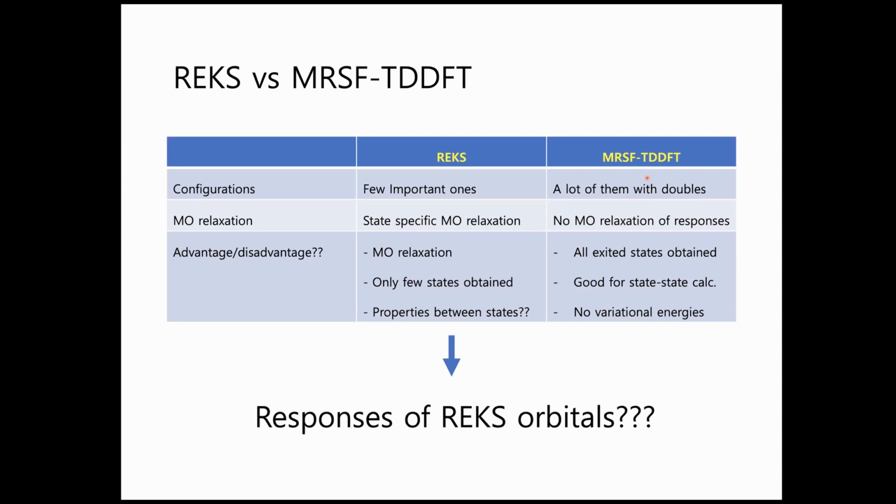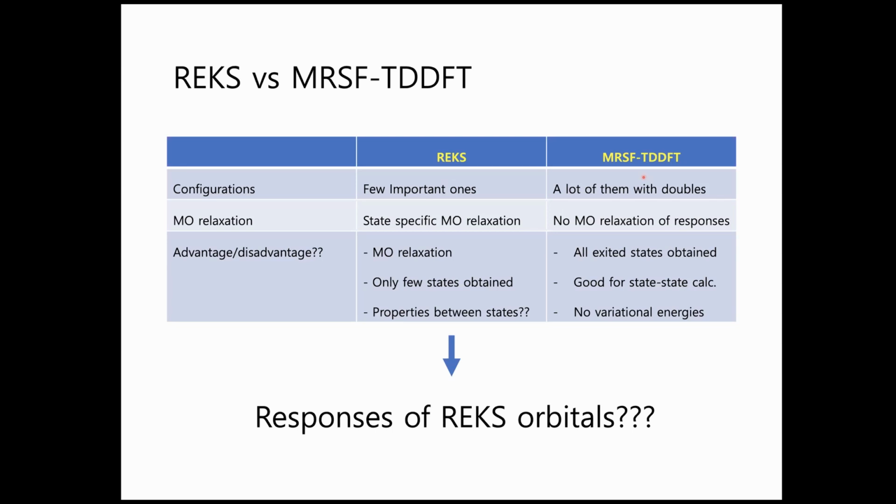Because if you start with a Hartree-Fock wave function, that's okay for adding all doubles. But if you start with DFT, which already has a sufficient amount of electron correlation, then if you add all doubles, it could be too much. I think that's something we need to think about. So what I'm trying to say is that we need just a few doubles, not all doubles. Anyway, in terms of number of configurations, MRSF is a lot more.